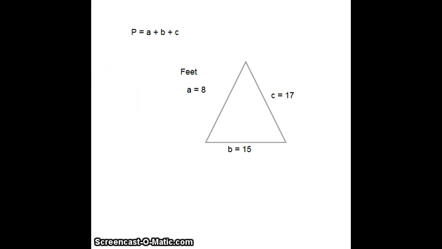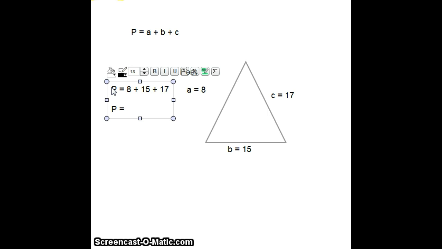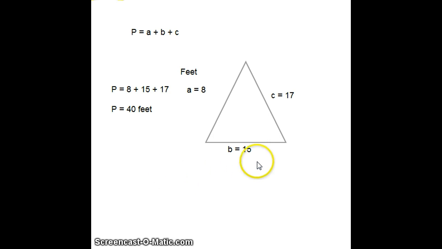Well, we've already written our variable expression, which is perimeter equals A plus B plus C. Substitute your values for variables. So perimeter equals 8 plus 15 plus 17. Add all those together. 8 plus 15 gives you 23, plus 17 gives you a total of 40. Remember your unit, 40 feet. That's all there is to that. Let's try one more here, just so it sinks in.